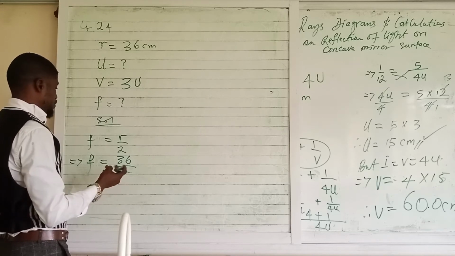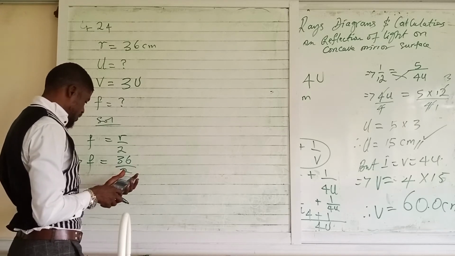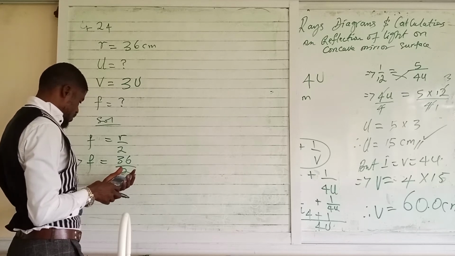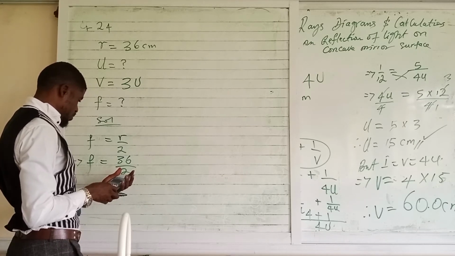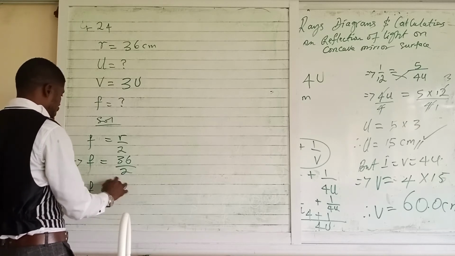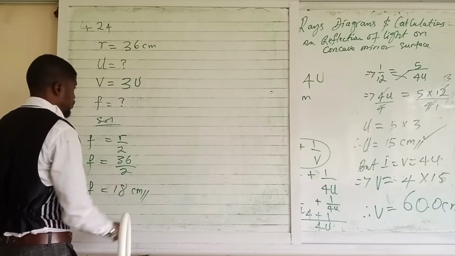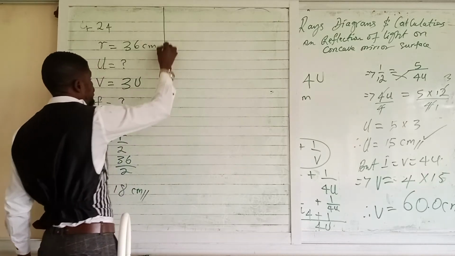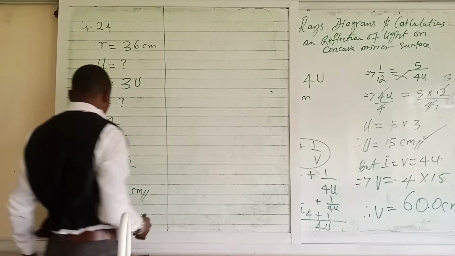15, 16, 17. That will give you 18. 36 divided by 2 will give you 18. I was correct. F equals 18 cm. At this point, you are free to substitute now.